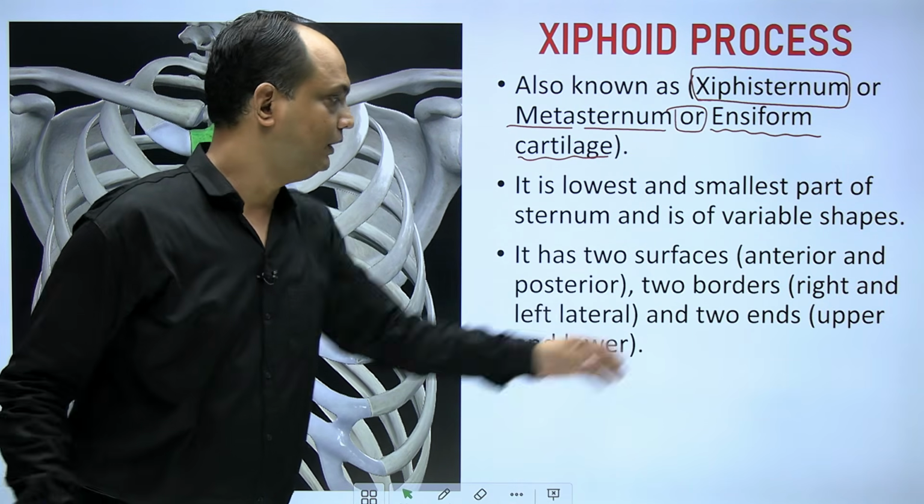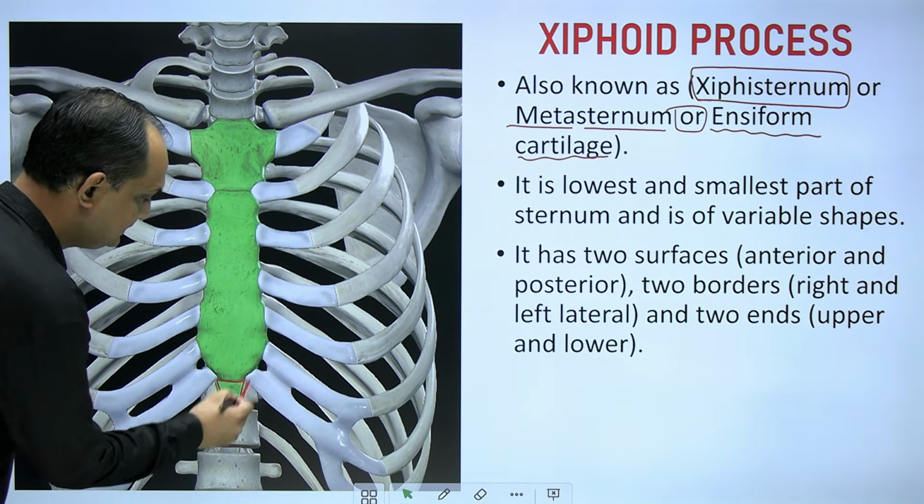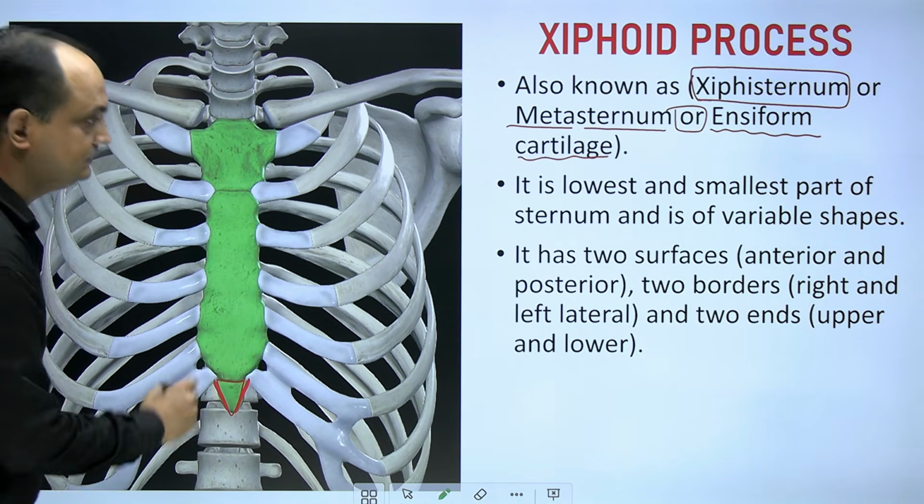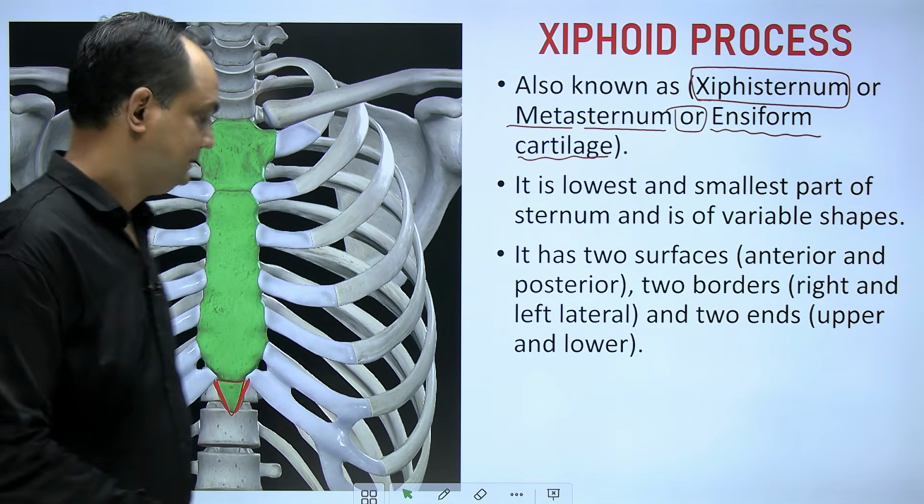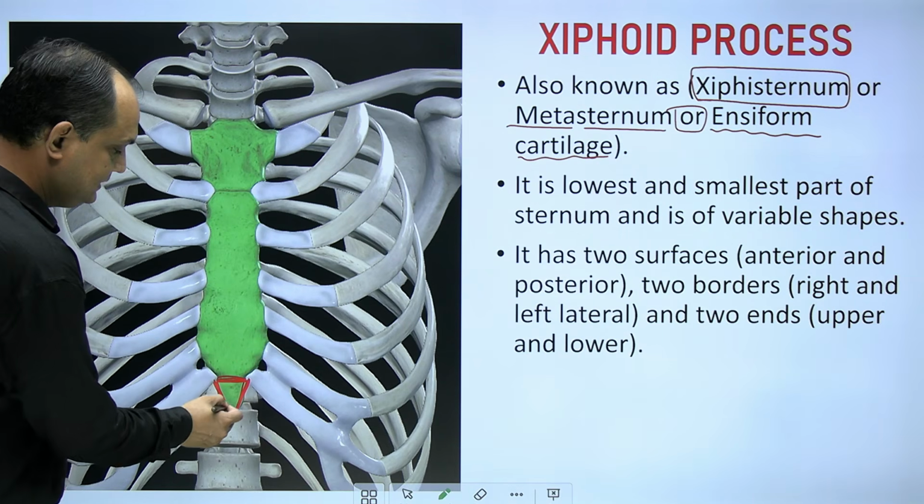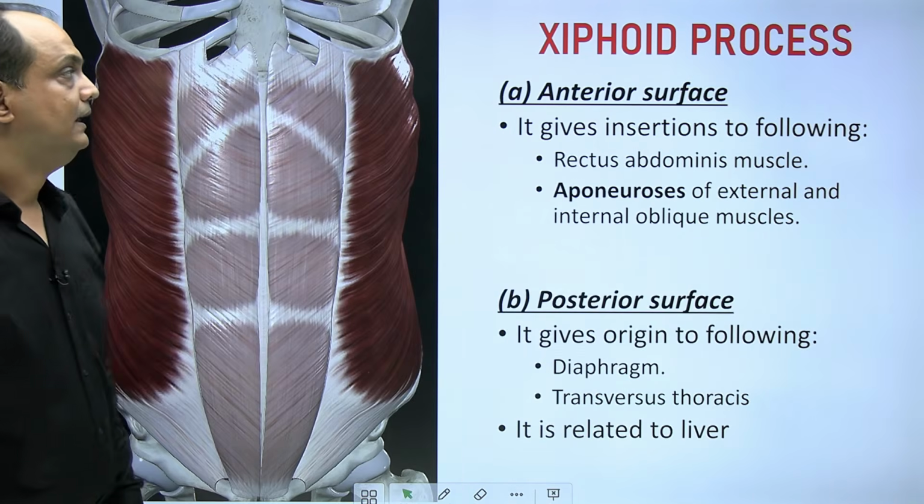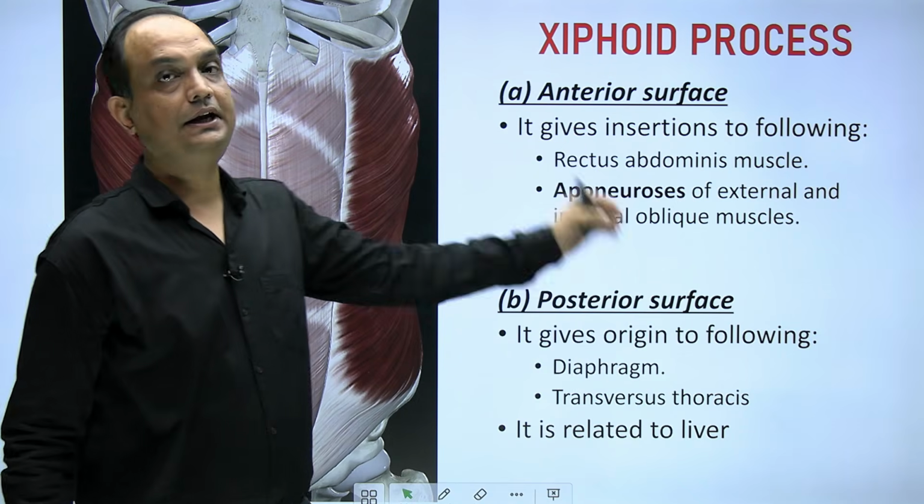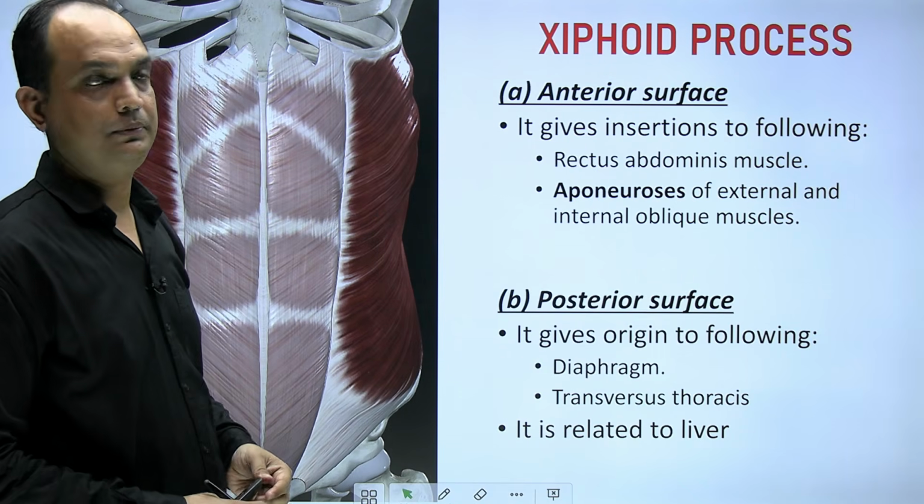It has 2 borders, the left and right lateral borders, and it has 2 ends. This is the upper end, and this tip is known as the lower end. So what are the relations on the anterior surface of the xiphoid process?